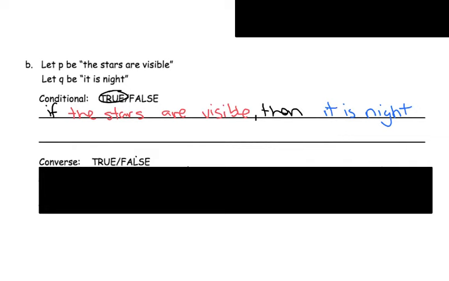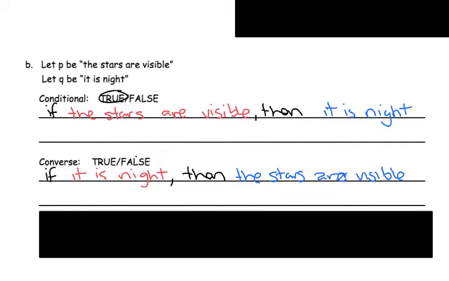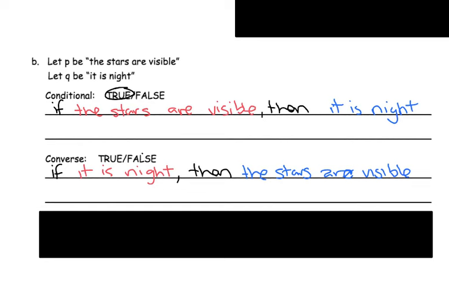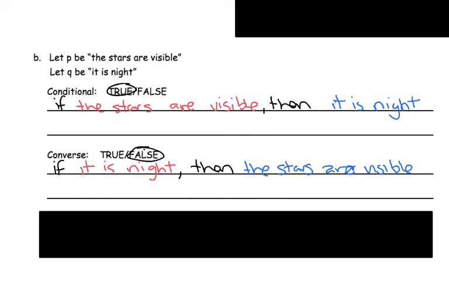Now let's do the flip side of it, the converse. We're switching the order of P and Q, and you would get, if it is night, then the stars are visible. Now I'm sure you have gone outside before at nighttime, looked up at the sky, and noticed you can't see the stars. I'm pretty sure you've done that before. So in this case, this converse is going to be false, because technically it could be a cloudy night. Clouds could definitely block the stars from being visible.